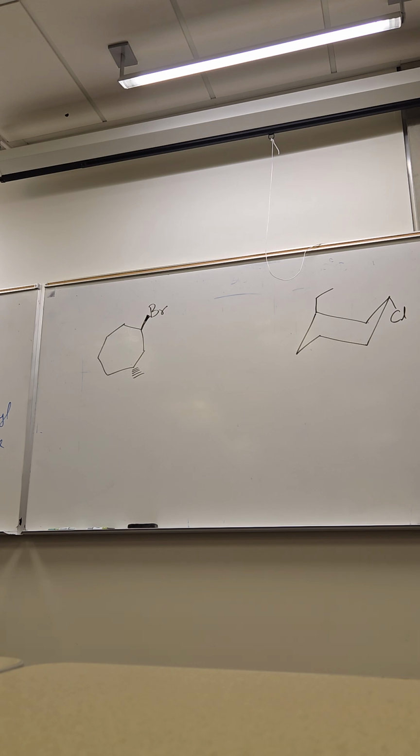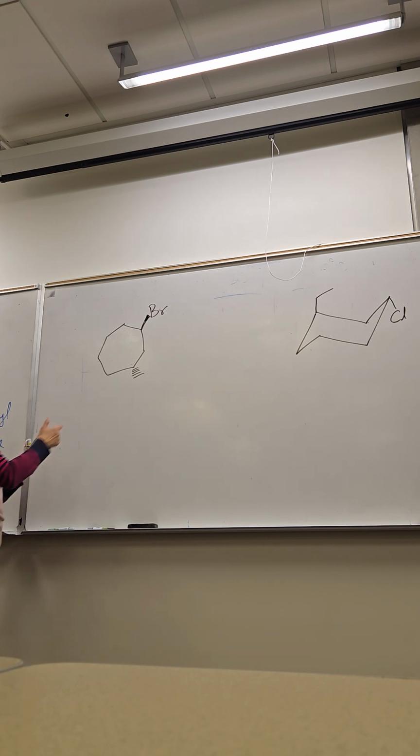So everything we learned in 261 is going to be used now. Those were tools that we will now use constantly. Okay, so what's the parent? The cycloheptane. Where would you start numbering the cycloheptane from?